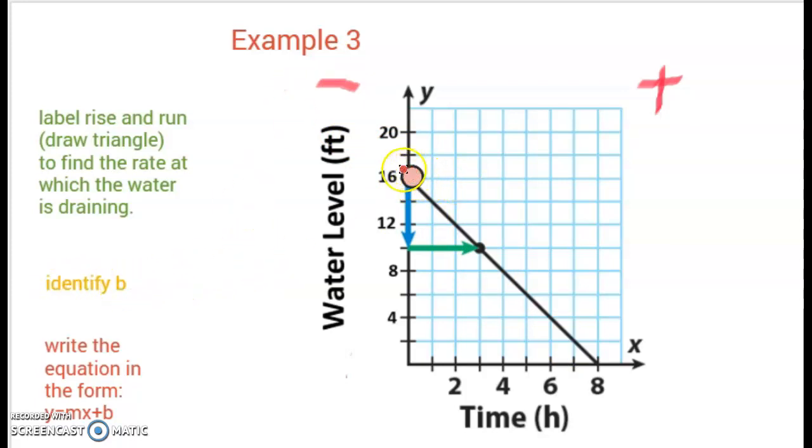Identify my B, it's already there, okay? So it's right here on my 16. So I'm going to say B is equal to 16. That means at the start, before water started draining, we had 16 feet of water, okay? A good point is already located for us. My rise is going down first and then running. So let's go make our arches. 1, 2, 3, and then my run, 1, 2, 3.